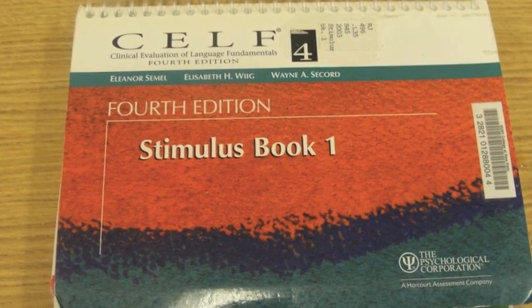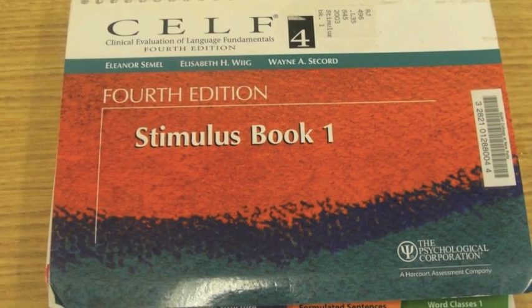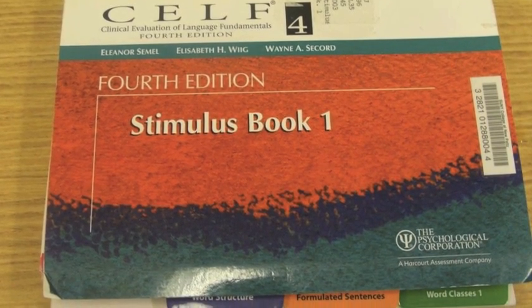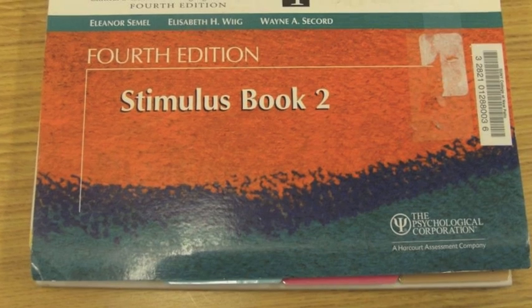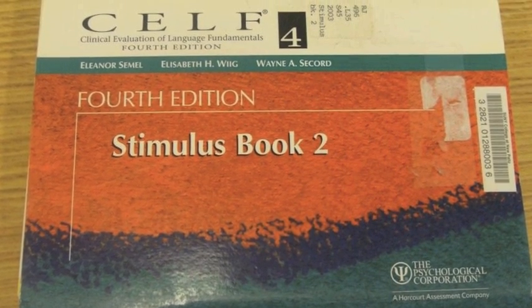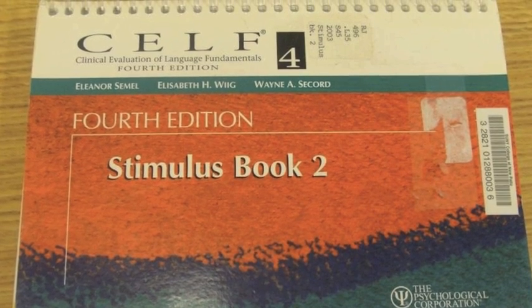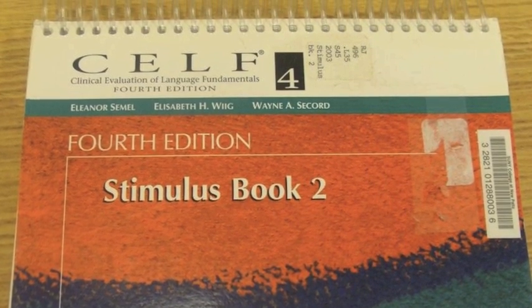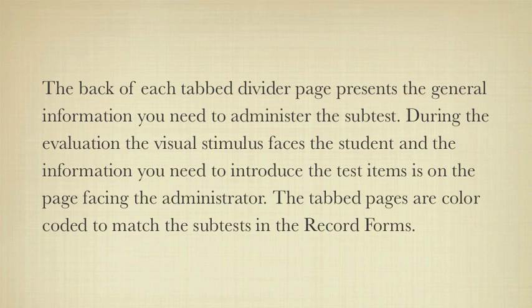They include tab dividers that section out concepts and following directions, word structure, formulated sentences, word classes 1, sentence structure, expressive vocabulary, sentence assembly, semantic relationships, and rapid automatic naming. The back of each tab divider page presents the general information you need to administer the subtest. During the evaluation, the visual stimulus faces the student, and the information you need to introduce the test items is on the page facing the administrator.